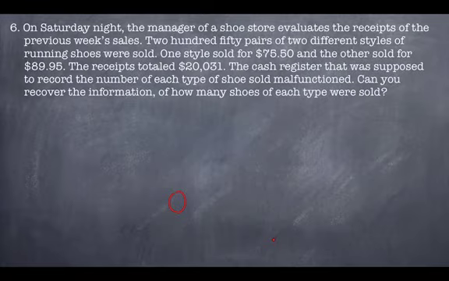Here's number 6. On Saturday night, the manager of a shoe store evaluates the receipts of the previous week's sales. 250 pairs of 2 different styles of running shoes were sold. One style sold for $75.50 and the other sold for $89.95. The receipts totaled $20,031. The cash register that was supposed to record the number of each type of shoes sold malfunctioned. Can you recover the information of how many shoes of each type were sold?